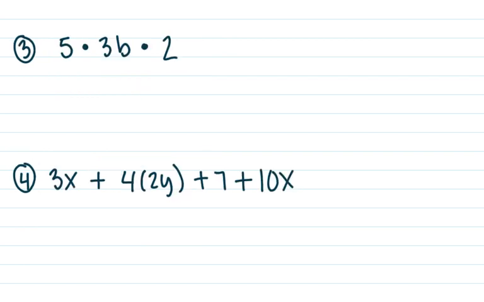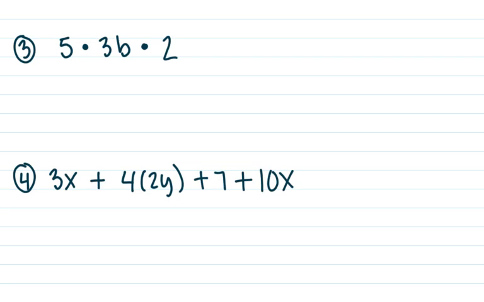Now, though, multiplication is a different story. If we take a look here at number 3, we're multiplying 5 times 3b times 2. Multiplication doesn't care about anything. Multiplication doesn't care if you have numbers or letters or anything. Multiplication just wants to multiply everything together. It wants to smush everything together.